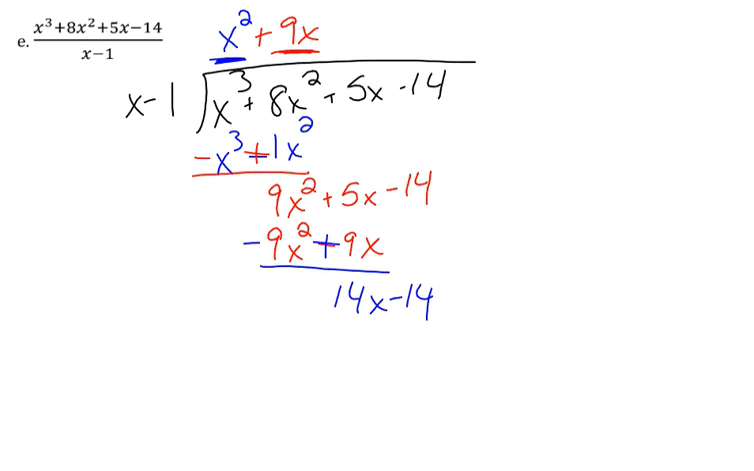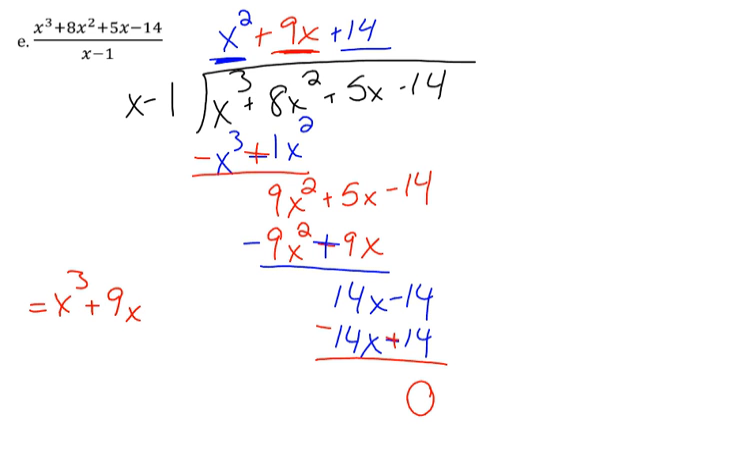Finally, let's restart the process again. What times x gives me 14x? Well, 14 does. So 14 times x is 14x. 14 times negative 1 is minus 14. This looks good because when I change the signs, I get 0, remainder of 0. So that quotient is equal to x squared plus 9x plus 14.